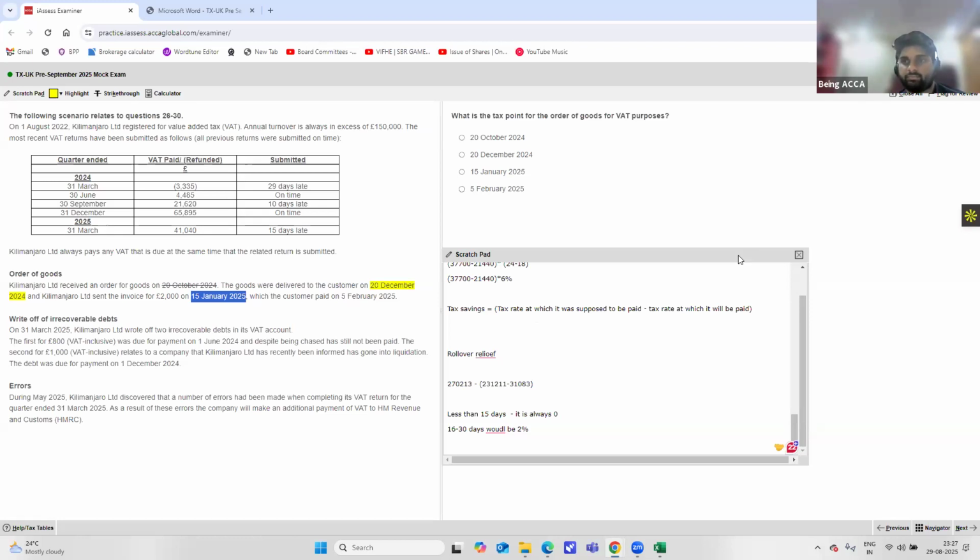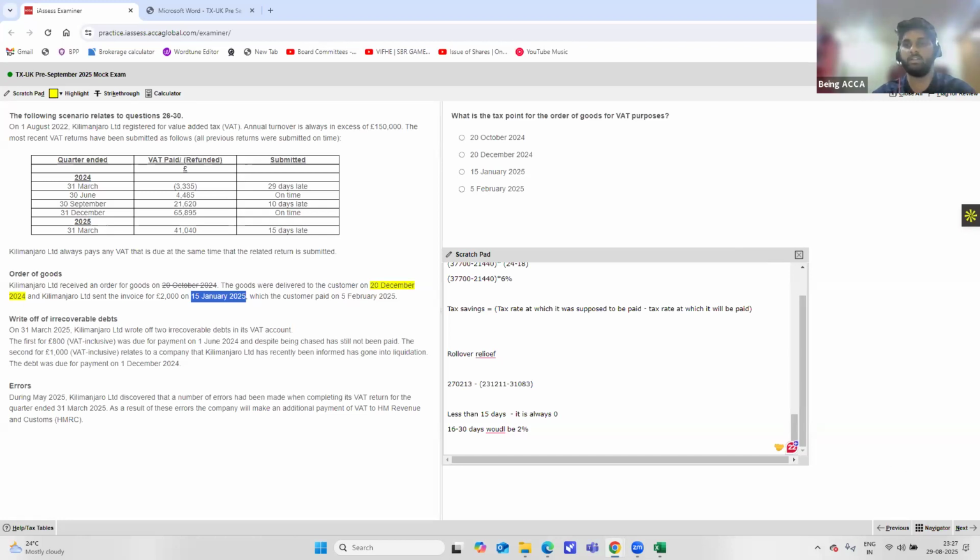Clear, guys? The rule is 14 days after the goods have been delivered. But before the goods have been delivered, it is 30 days. If an invoice has been issued 30 days before the goods have been delivered, then that will become your actual tax point.